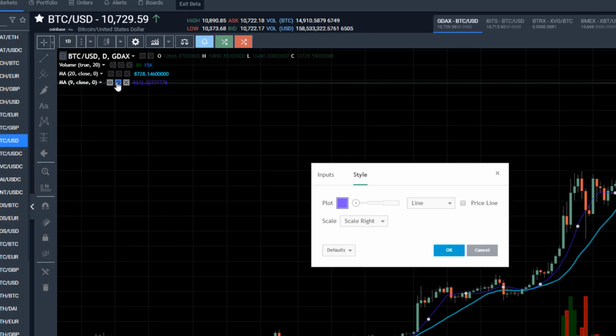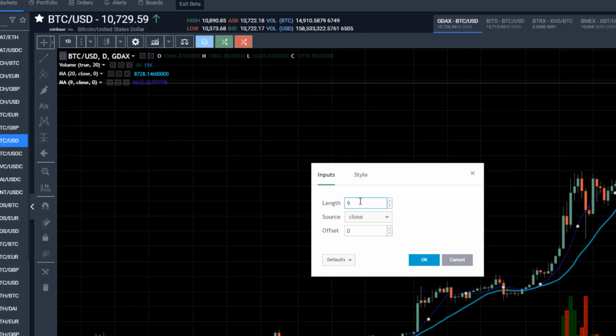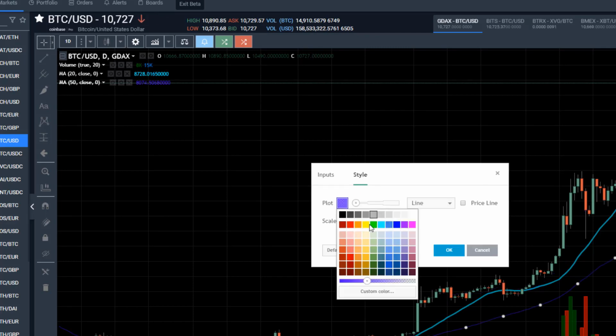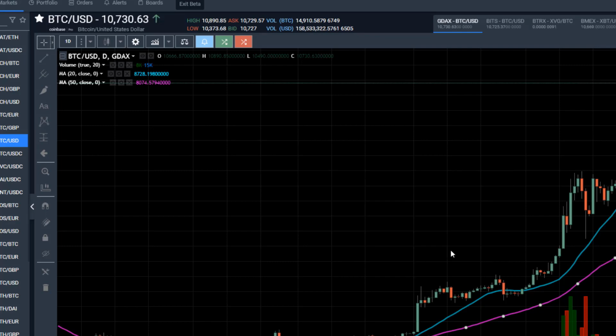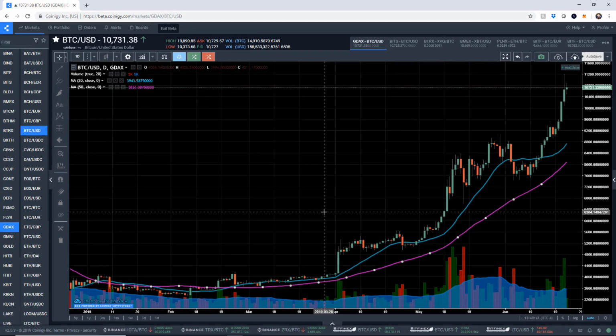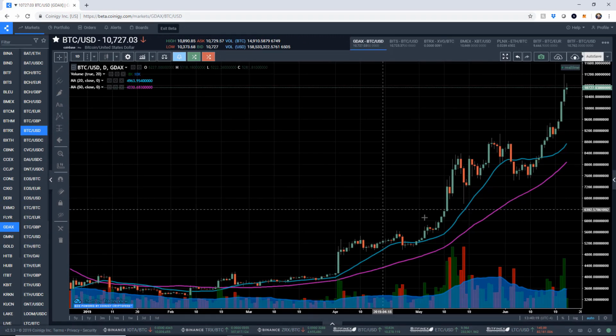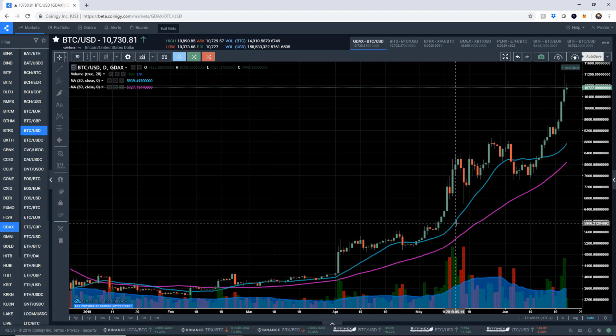Now I also want to use the 50-day moving average because I want to see how these two relate to one another. So the length on this one is going to be 50, and let's make this the color pink. I'll set it the same width as the other one so I can see it. Now you can see two different moving averages. The blue line is the 20-period moving average. The pink line is the 50-period moving average. In this case, the periods we're looking at are 1-day periods.